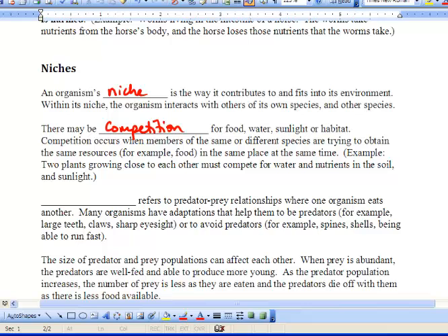So in the natural world, two plants growing close to each other must compete for food and water, nutrients, and sunlight. So one of them is eventually going to lose out, or they're both not going to do very well.